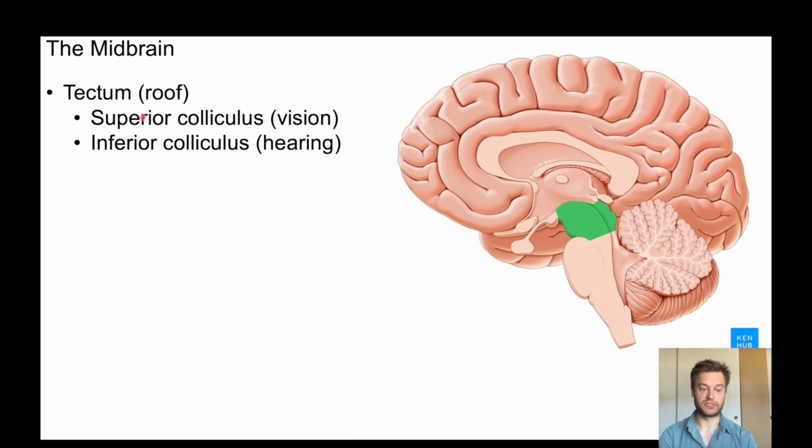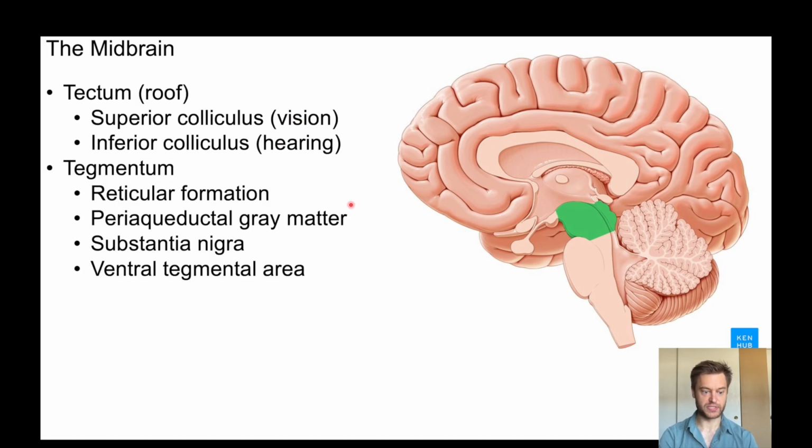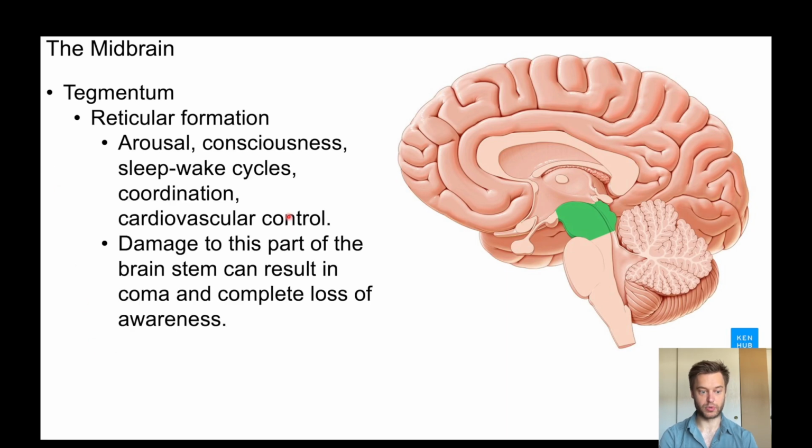And it has the superior colliculus, which is important for vision, and the inferior colliculus, which is important for hearing. And then we have the tegmentum, which, as I said, is broken up into these 4 different subregions. The first one is the reticular formation, which is important for arousal, consciousness, sleep-wake cycles, coordination, and cardiovascular control, and damage to this area of the brain can result in coma and complete loss of awareness.